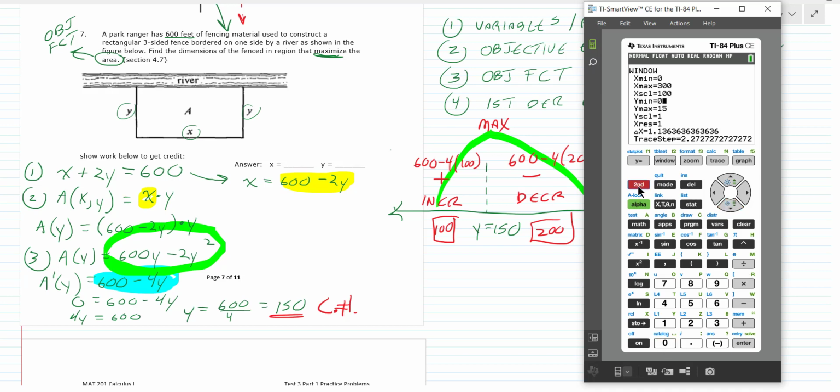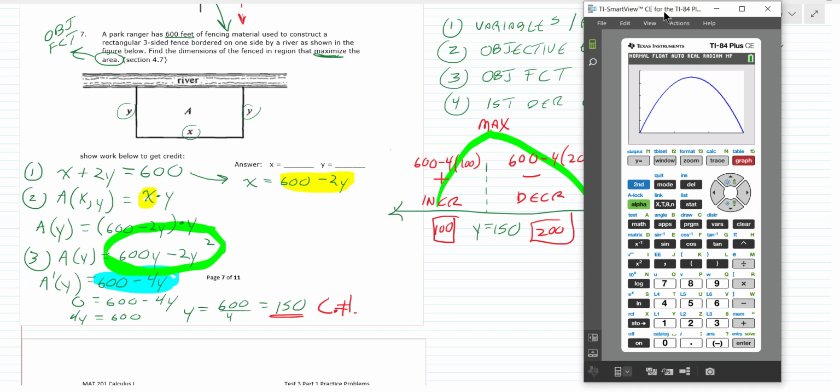Another thing you can do is just look at your table and judge how big these numbers are getting. They're getting pretty big. So maybe we'll start with 50,000 or something like that. I'm going to start at 50,000, scale by 10,000, and I want to see what this looks like. Okay, that was a good guess.